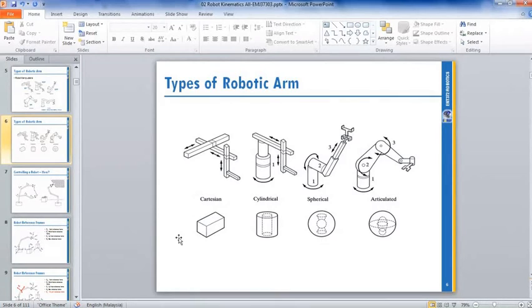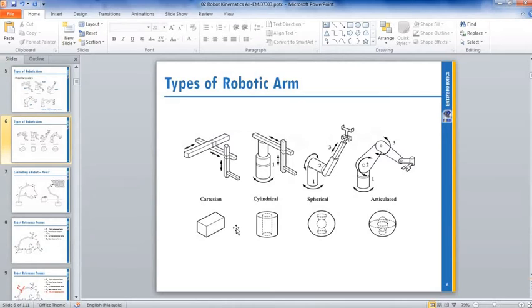Okay, this is the shape of the working envelope. So this is Cartesian. This is the shape of the Cartesian working envelope. This is a cylindrical robot, cylinder. So this is spherical and this is articulated.